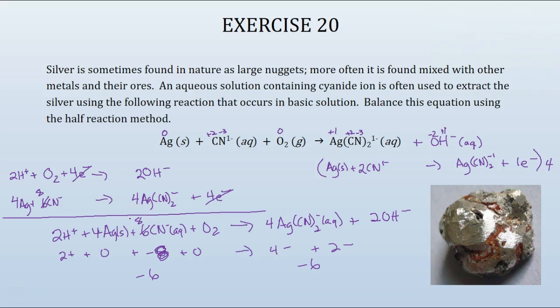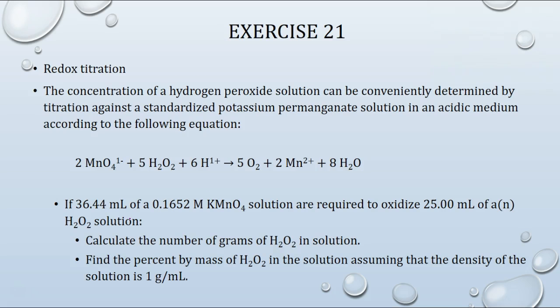Hopefully you'll have done this in 2 sessions. Okay, exercise 21. This is how this applies to stoichiometry. So we have a redox titration, and the concentration of a hydrogen peroxide solution can be determined by titration against a potassium permanganate solution in acidic medium according to this equation. So I've given you an equation. We're going to actually balance that.